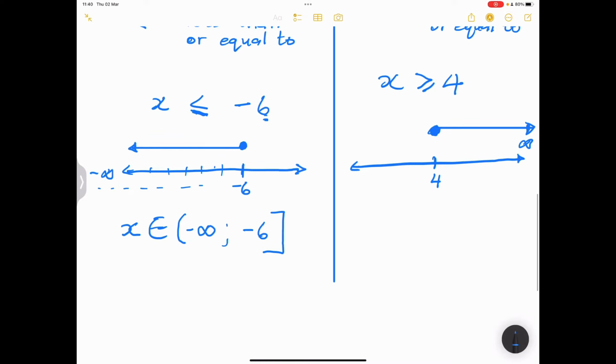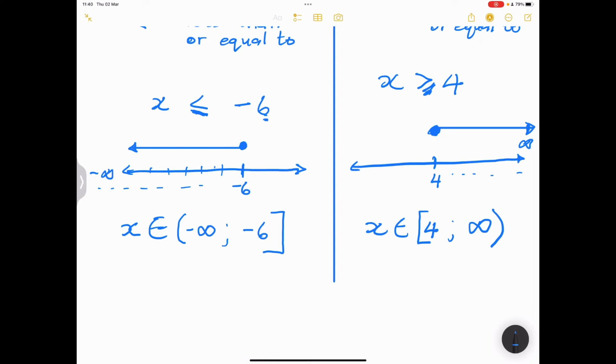And as a result, how do we write this in interval notation? We say x, therefore, is an element of, and remember, it's in ascending order. We say from 4, which is now included because we said greater than or equal to 4, all the way to infinity, which is not included. I hope that makes sense.